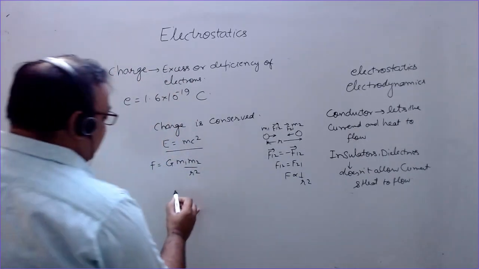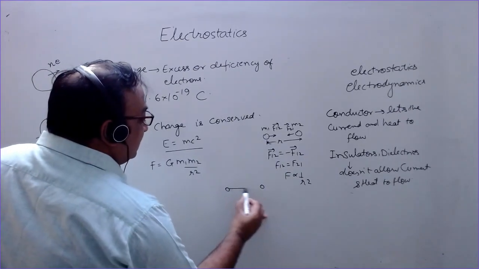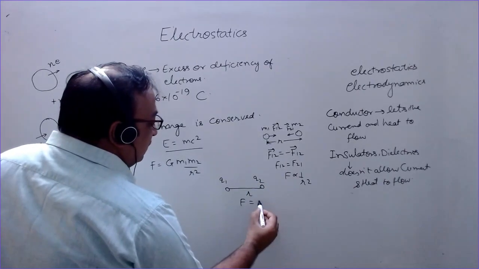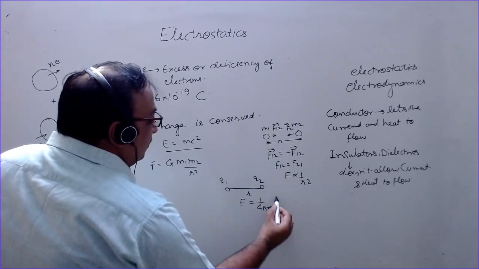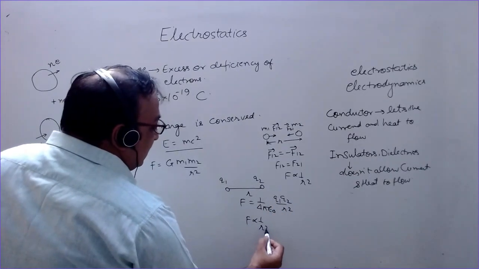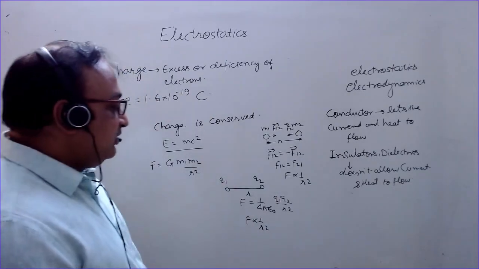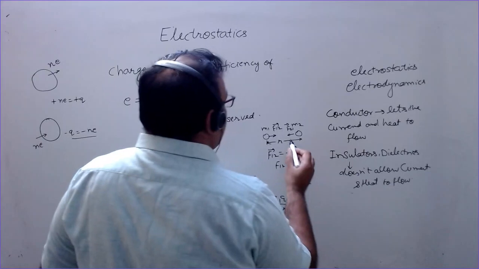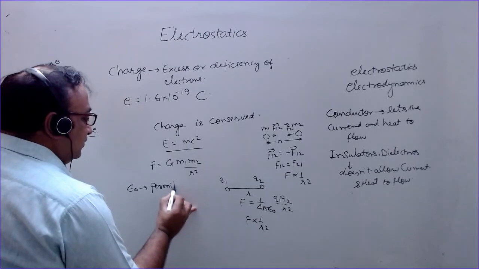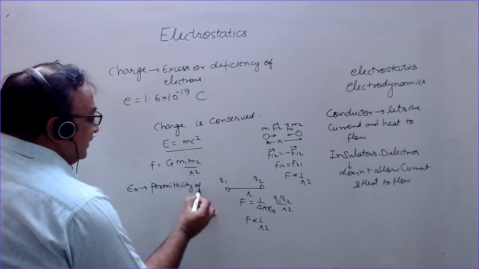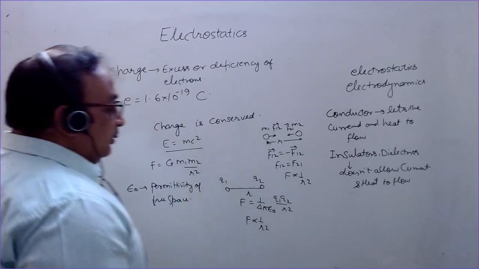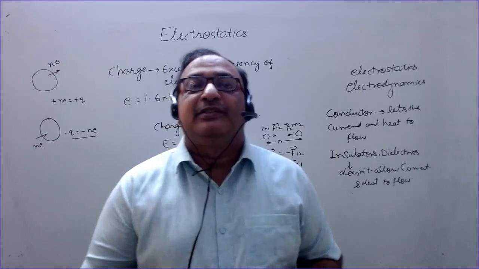If you have two charges q1, q2 separated by distance r apart, then the force between them is equal to 1 upon 4 pi epsilon naught q1 q2 by r square. So here also F is proportional to 1 by r square. This is a constant where epsilon naught is called the permittivity of free space. Free space means vacuum.